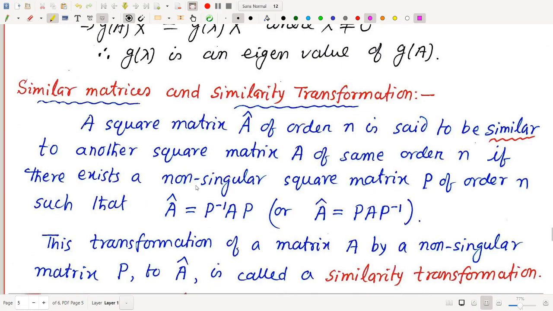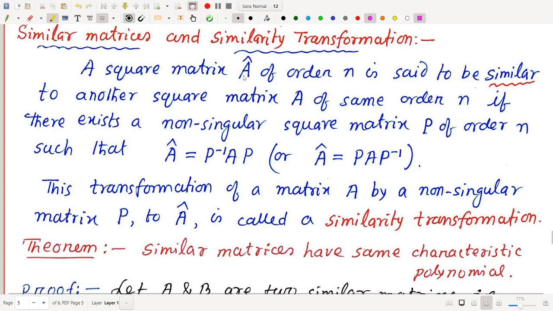Now we define what are similar matrices and similarity transformation. A square matrix A cap of order n is said to be similar to another square matrix A of the same order n if there exists a non-singular square matrix capital P of order n such that A cap equals P inverse AP. A cap is similar to A if there is a non-singular square matrix P such that A cap is equal to P inverse into A into P.